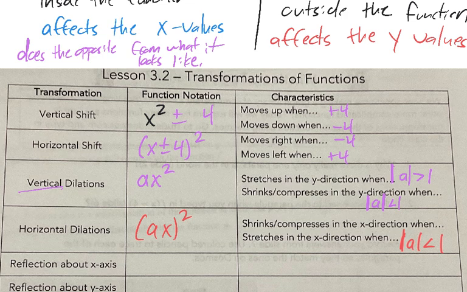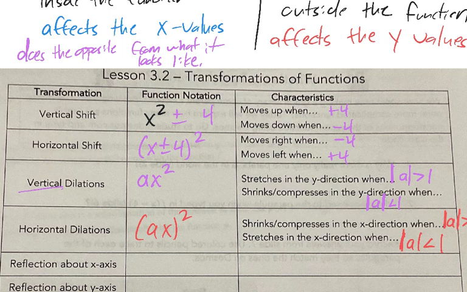Because if a was 0, like think about it, if this was 0 times x squared, what's 0 times x? 0. Square it, 0. It's no longer this parent function anymore. So they're not going to be super tricky, but if you had to really define it, you have to say it can't be 0. When would I shrink or compress the graph? Absolute value of a is bigger than 1.